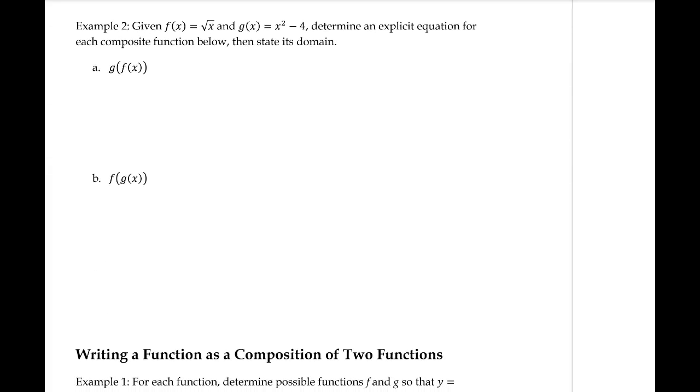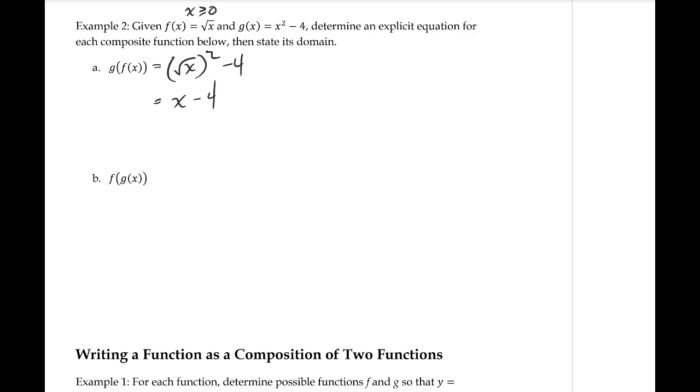Working with these, we've got a square root. So again, x has to be greater than or equal to 0. And we've got no restrictions on our domain for g of x. So for the first one, we're going to put the square root in to where x is. So the square root of x squared minus 4. Well, that just becomes x minus 4.